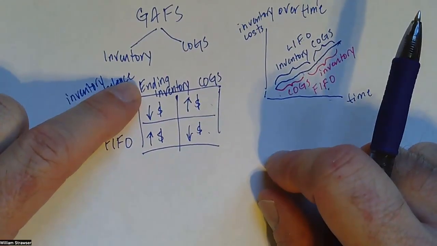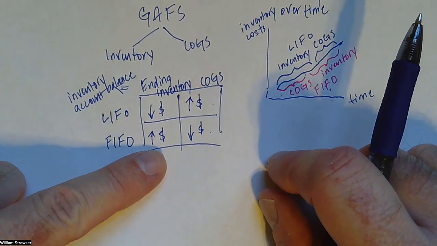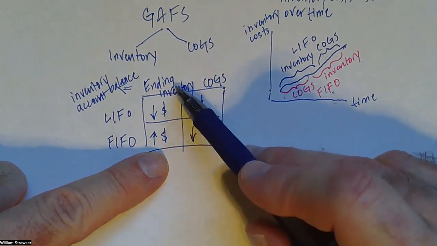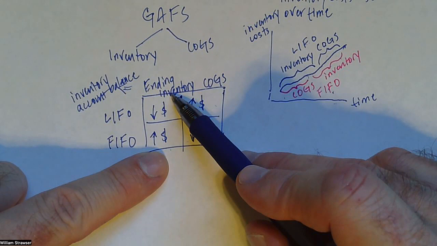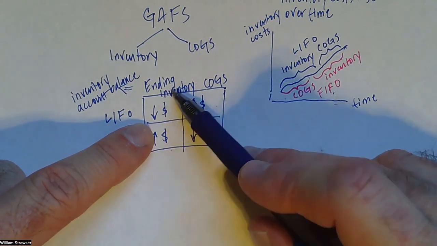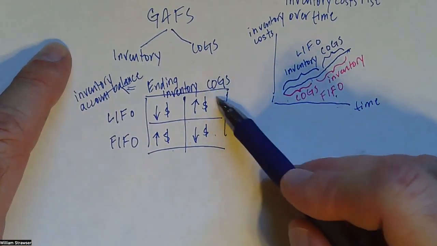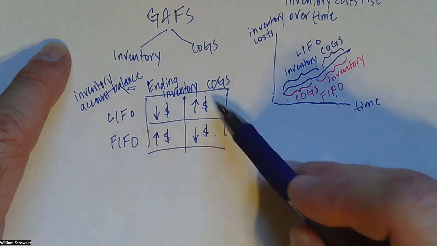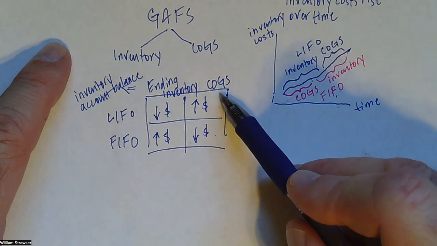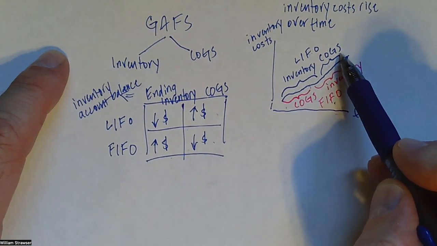Remember, ending inventory is a balance sheet account. So FIFO will bring my asset value up because it'll report higher dollar values in my inventory, whereas LIFO will put lower priced assets in my inventory account. Cost of goods sold is an income statement account, so LIFO is going to recognize more expense in cost of goods sold than FIFO will because inventory prices tend to rise over time.